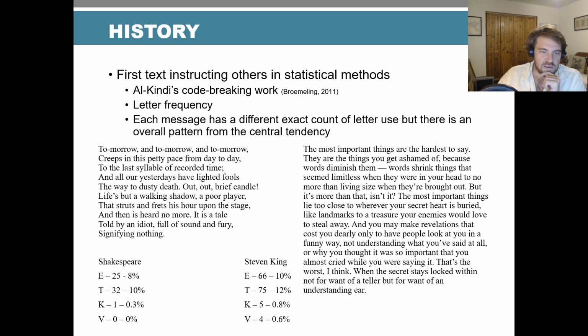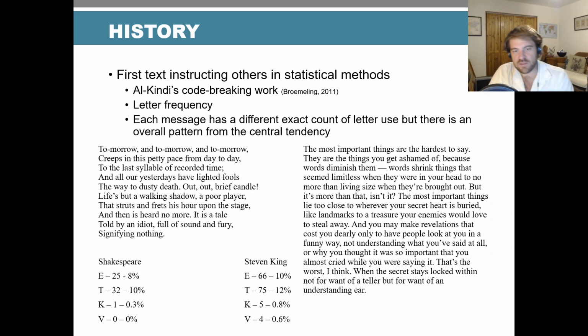And so you can see that in the Shakespeare quote here, about 8% of the text is E's, 10% of the text is T's, 0.3% of the text is K's, and 0% is V. In the Stephen King quote, which is a little bit longer, you've got 10% E's, 12% T's, 0.8% K's, and 0.6% V's.